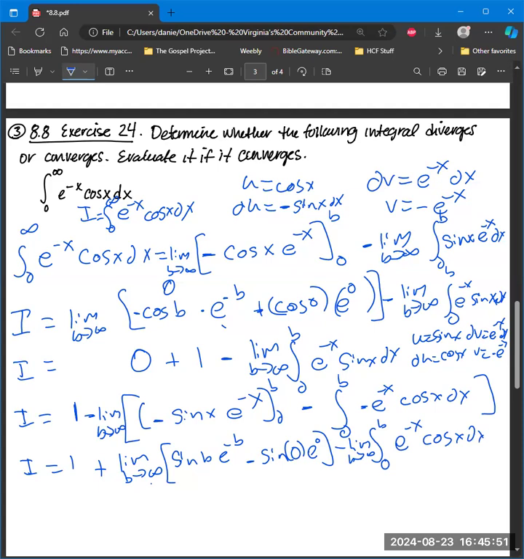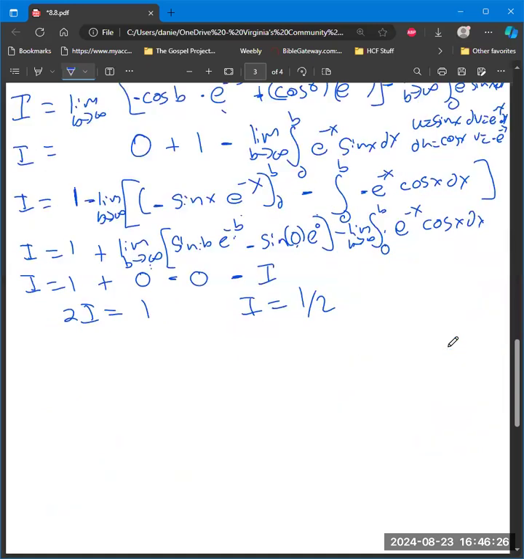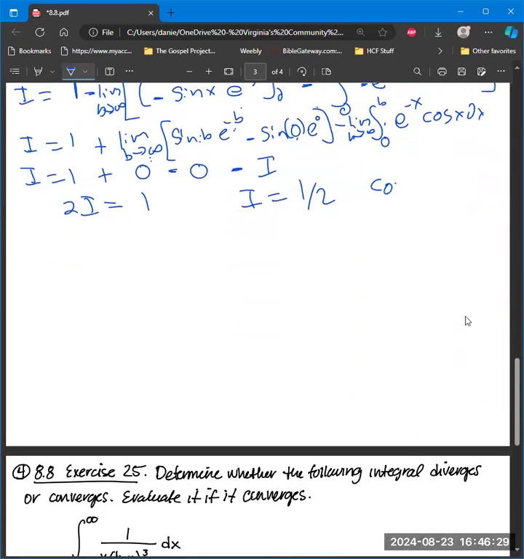So all that right there is I again. So I equals 1 plus, and then this here is going to be negative 1 to 1 times 0 is 0, minus, and then that's 0, minus I. So 2I is equal to 1. I is equal to 1/2. So it converges.